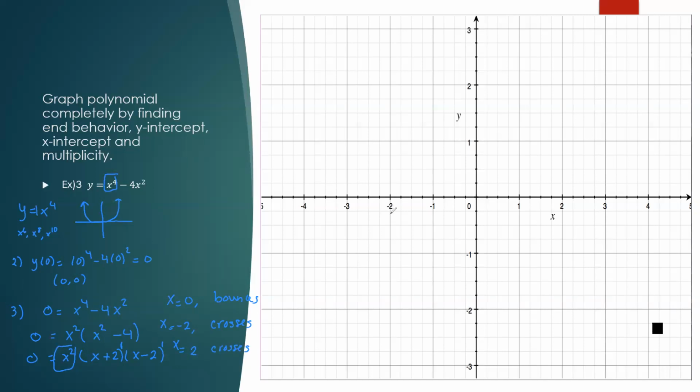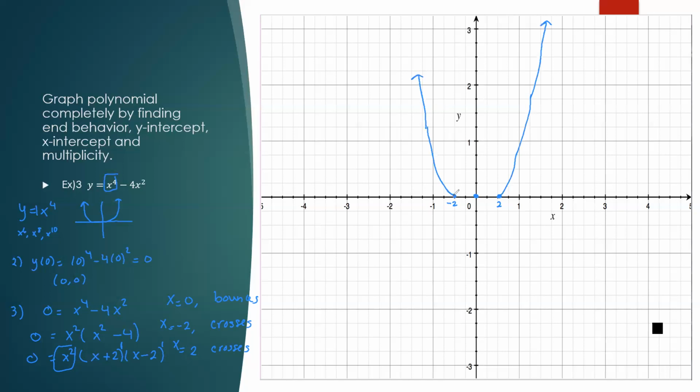Okay, so let's graph it. Let's plot our zeros. So one of our zeros is at 0. The other one's at -2. We're going in increments of 1, since it's -2 right here. And then your other one is at +2. And let's do our end behavior. So our most positive x-intercept is at 2, and it rises to the right like that. Your smaller x-intercept is at -2, and it should also rise to the left like that.